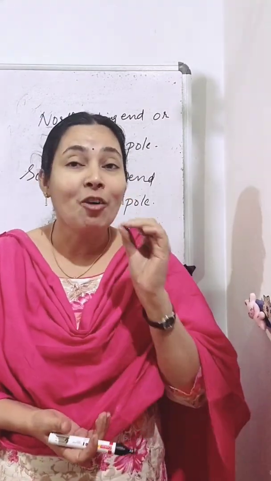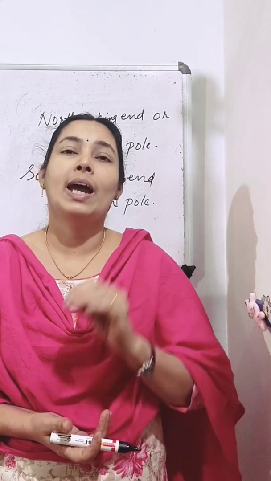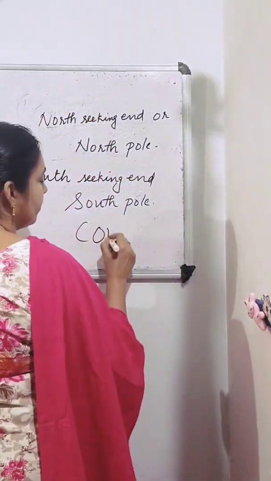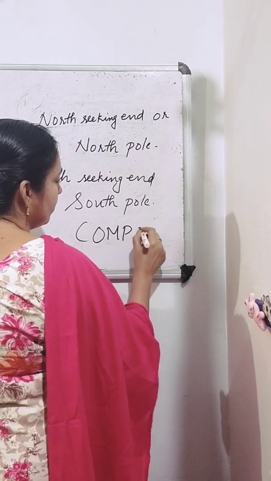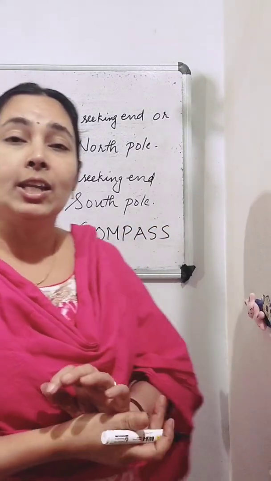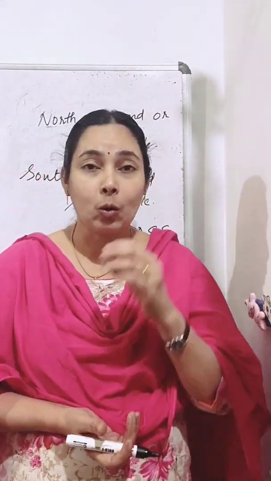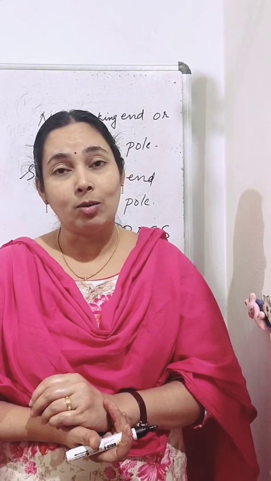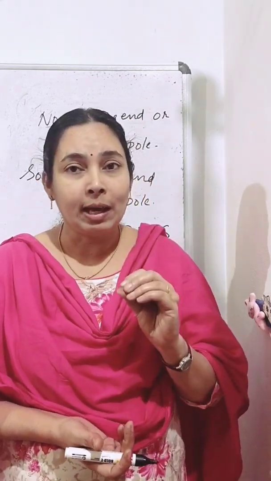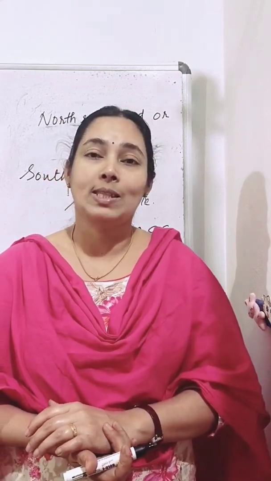Later on, a device was developed based on this property of magnet, and that device is called a compass. In a compass there is a magnet needle, and it always comes to rest in north-south direction. And by looking at the compass, we can find out the directions. So in the next class, I will bring a compass and we can discuss it.